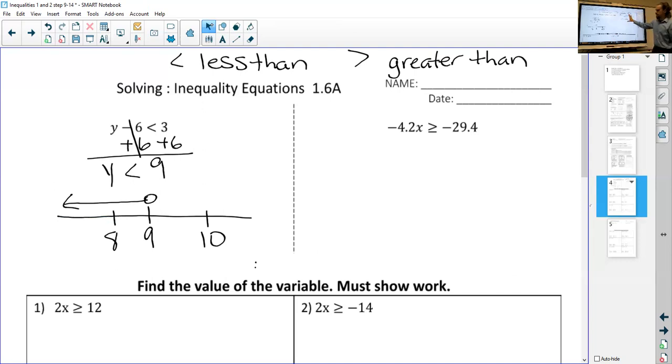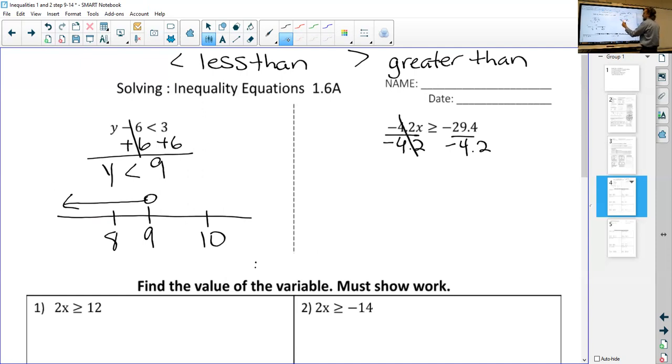So our second one, this is where things get a little bit different. If we are multiplying and dividing, we still want to get rid of everything on the same side as our variable. So I want to get rid of this times -4.2. So I'm going to divide both sides by -4.2. We're left with x on the left. This actually works out to +7. I don't know why they gave you decimals, but they did.